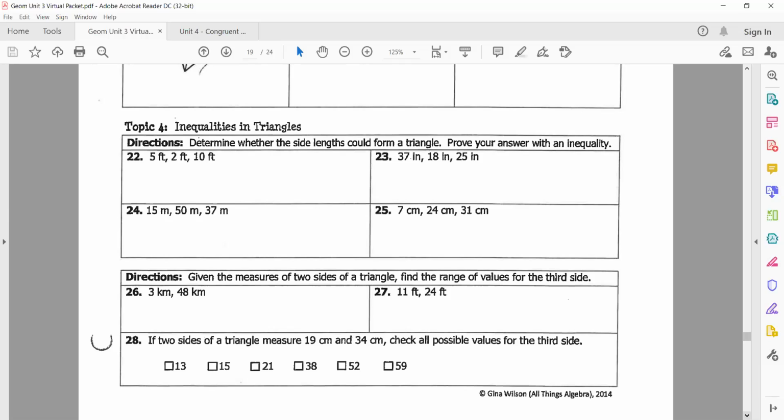So 5, 5, 2, 2 is not a triangle, right? Because 5 and 2 is 7. That's not greater than 10. And then you've got to be able to find the third side of a triangle too. And this could be bigger, could be shorter.